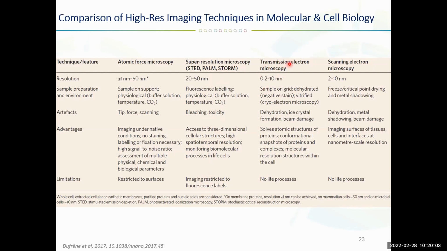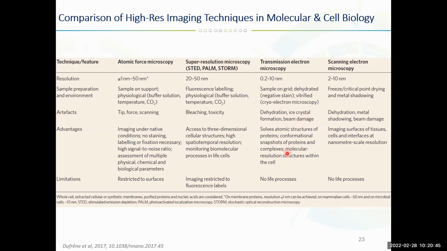Next is transmission electron microscopy. It has about 10 nanometer resolution. Sample preparation requires dehydration, a special type of staining, and the sample should be very, very small and thin. As artifacts, you can see crystals and deformation of the membranes and so on. And again, you cannot take pictures of the same place for a long time, because you can burn a hole in your sample, so-called beam damage.